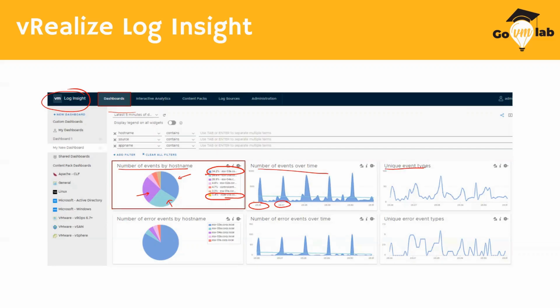Then unique event types: what all the unique events I am seeing on my infrastructure. Number of error events by host name: what all the error events are occurring on my infrastructure. And in this pie chart, the bigger pie is contributed by this particular host. So looking at this dashboard itself, you can easily figure out that my infrastructure has issues, and the majority of the error events are being triggered by this particular host with the blue color.